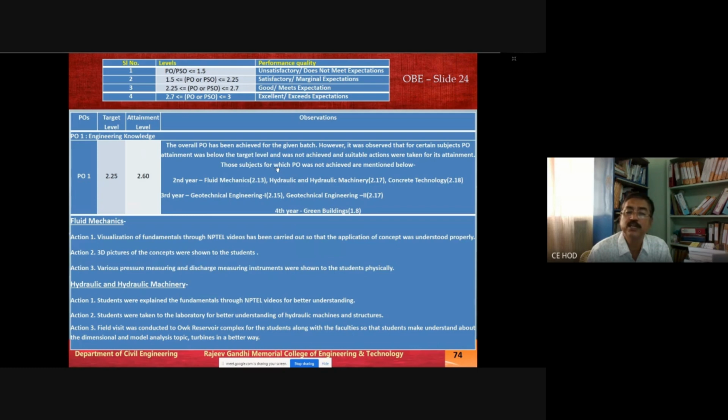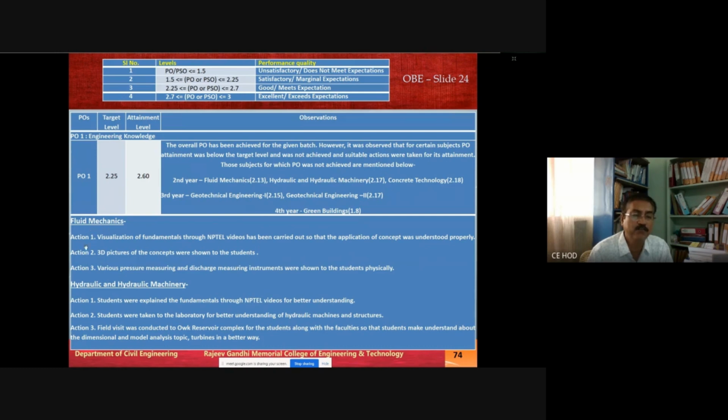Those subjects are listed here. Second year fluid mechanics has PO attainment 2.13, which is less than 2.25. Hydraulics and hydraulic machinery 2.17, concrete technology 2.18, geotechnical engineering third year 2.115, geotechnical engineering 2.17, like that. Fourth year green buildings 1.8. So like that, we got less PO attainment. For that, I am showing the example for two subjects.